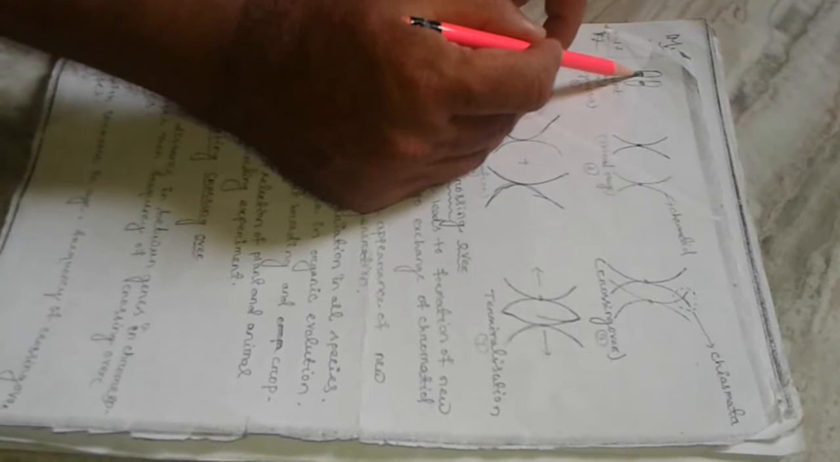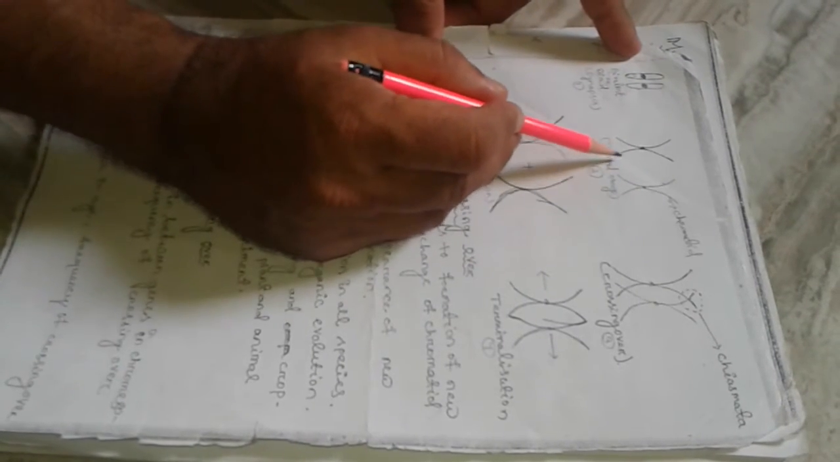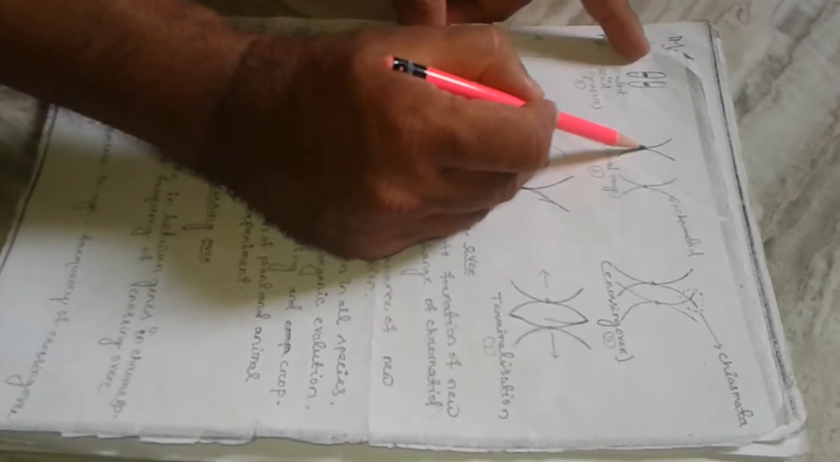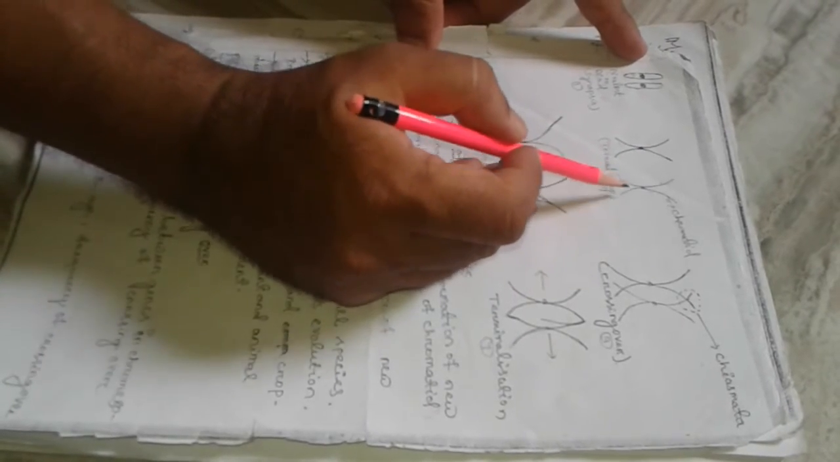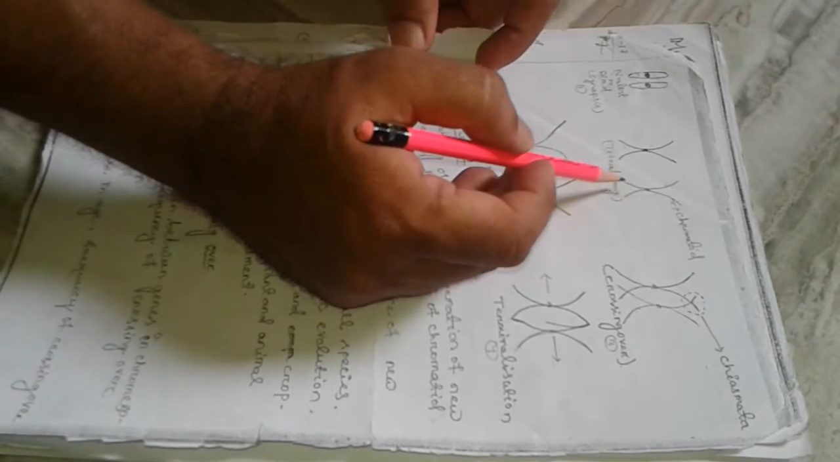Then the 4-strand stage. In the 4-strand stage, what happens? The two chromatids of each chromosome become clearly distinct. So this chromosome here, two chromatids are clearly visible. Now the second chromosome, two chromatids are also clearly visible. So the two chromosomes reach the tetrad stage, meaning each chromosome has two chromatids. The first chromosome has two chromatids, the second chromosome has two chromatids. This is the tetrad stage, where two chromosomes become a 4-chromatid stage.